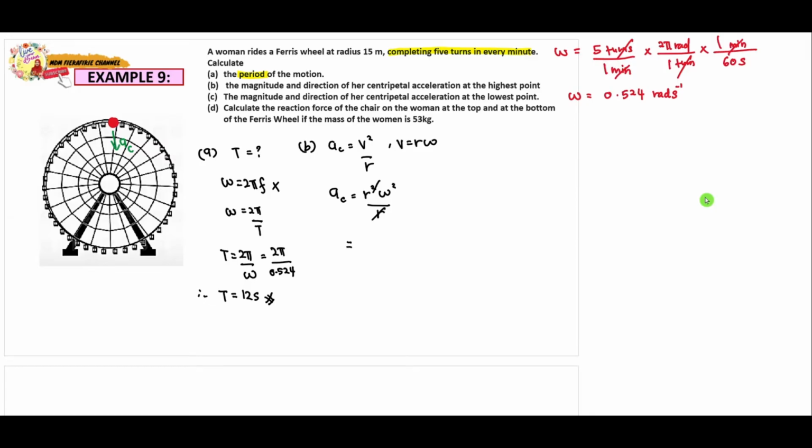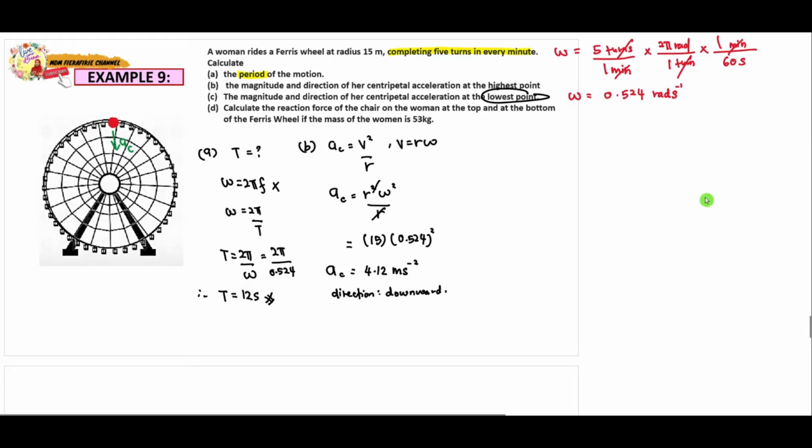So R is equal to berapa tu? 15 meter. And omega is equal to 0.524 squared. Okay, use your calculator. So AC should be 4.12. Unit jangan salah meter per second squared. And the direction. Okay, the direction is downward. So maksudnya bila rider tu tadi berada at highest point of the Ferris wheel, the direction of the centripetal acceleration should be downward. Okay? And C, the magnitude and direction of her centripetal acceleration at the lowest point.